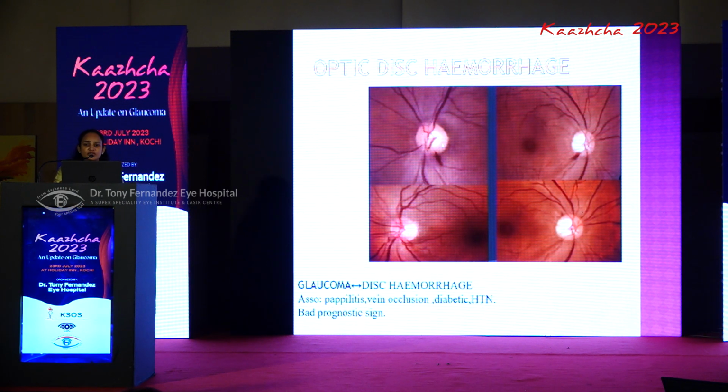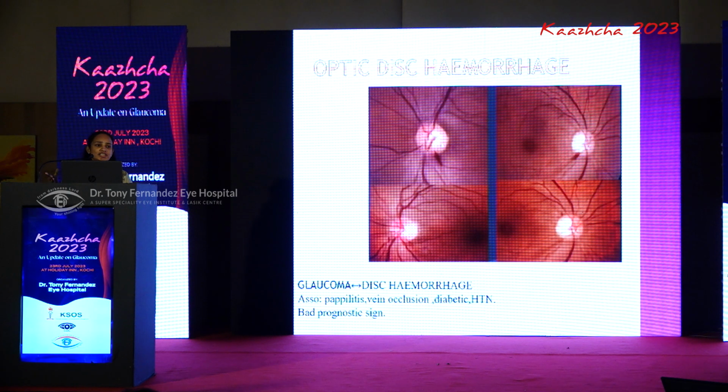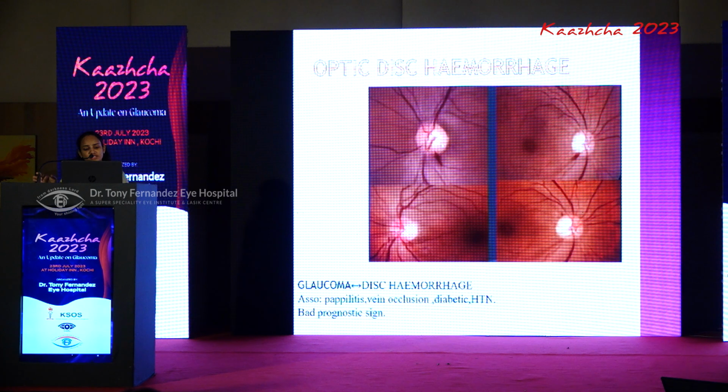In glaucoma diagnosis, always look for disc hemorrhages, and whenever you come across disc hemorrhages, please do rule out glaucoma. You can get disc hemorrhages in other conditions like papillitis, vein occlusions, diabetic and hypertensive patients, but when you come across an isolated disc hemorrhage, please do keep the patient under follow-up to rule out the development of glaucoma.